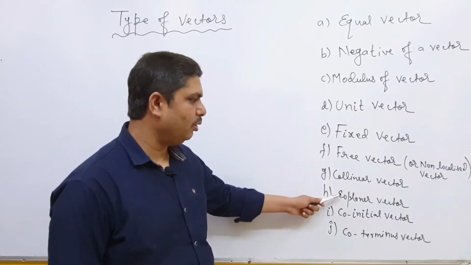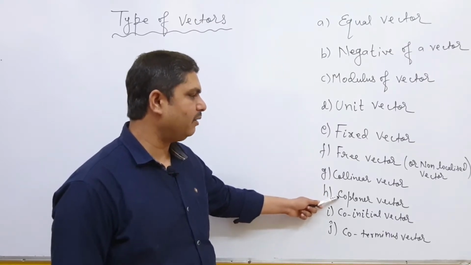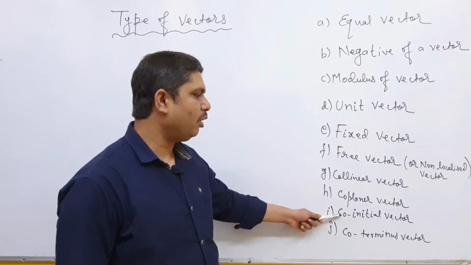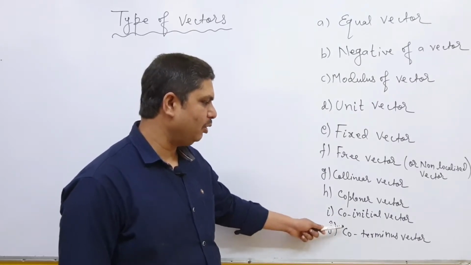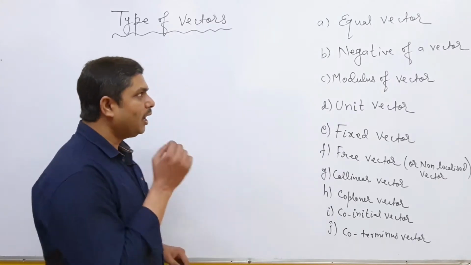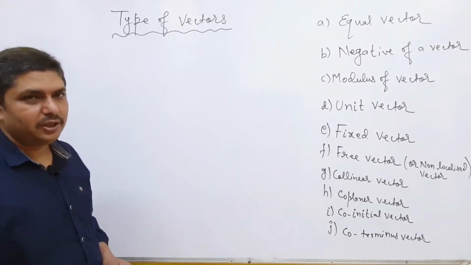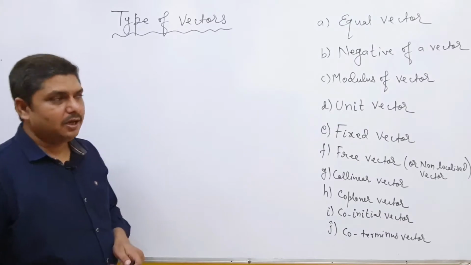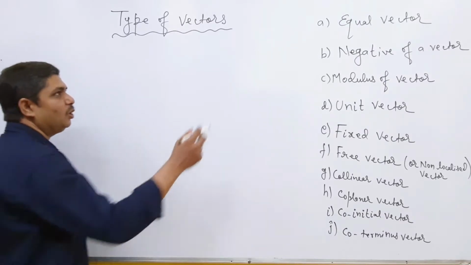collinear vector, coplanar vector, co-initial vector, coterminous vector. I am going to explain each and every vector one by one. Number one is equal vector.